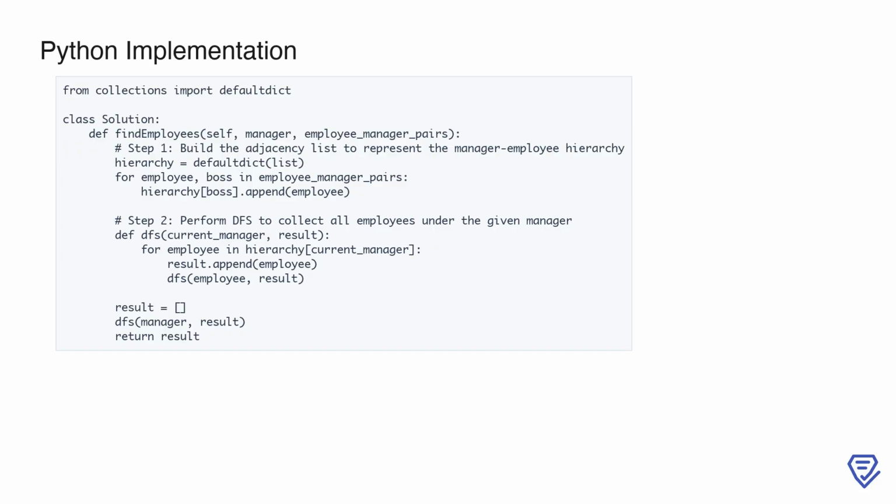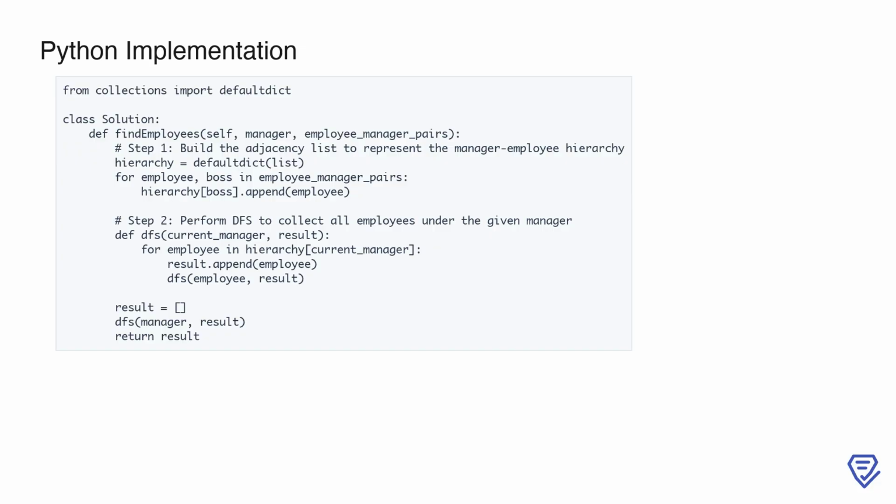In step 1, we build an adjacency list hierarchy using defaultdict(list). This adjacency list maps each manager to a list of direct reports. We iterate over the employee_manager_pairs and populate the hierarchy. For example, if employee 2 reports to manager 1, the hierarchy will map 1 to a list containing 2.